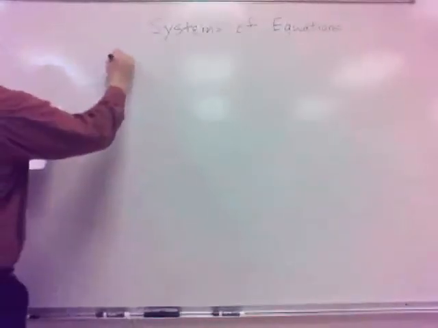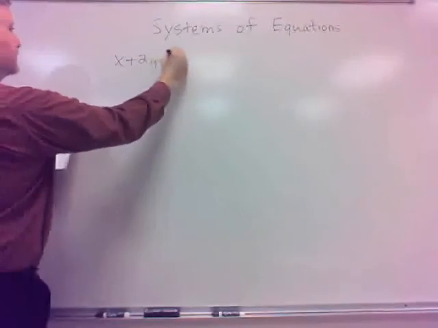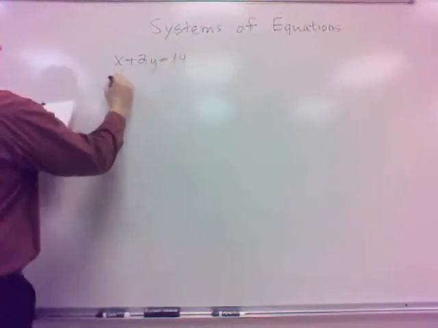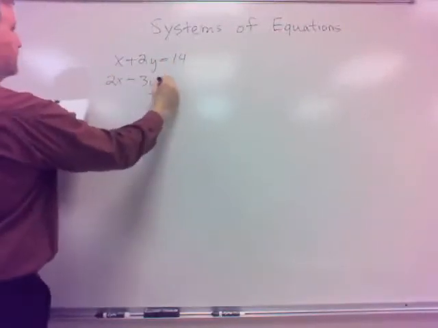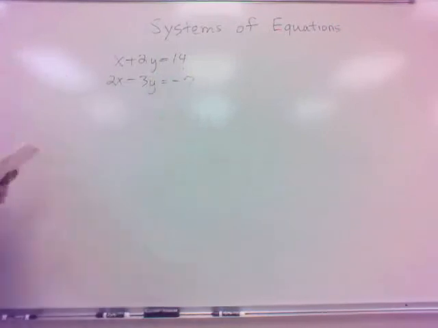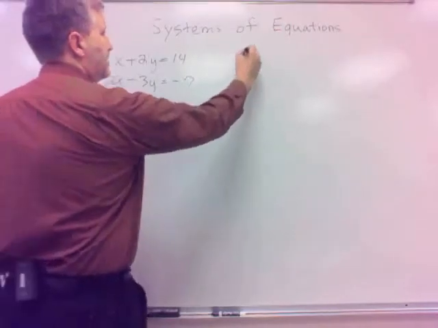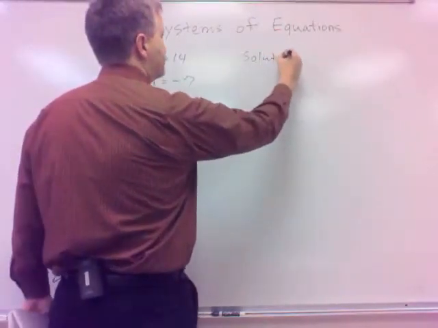x plus 2y equals 14, and that's going to go with 2x minus 3y equals negative 7. And so that's really all we mean by a system. There are two or more related equations. And so as far as solutions go, most of these are going to share at least one solution. And so by that, what do I mean? What do I mean by solution to a system?